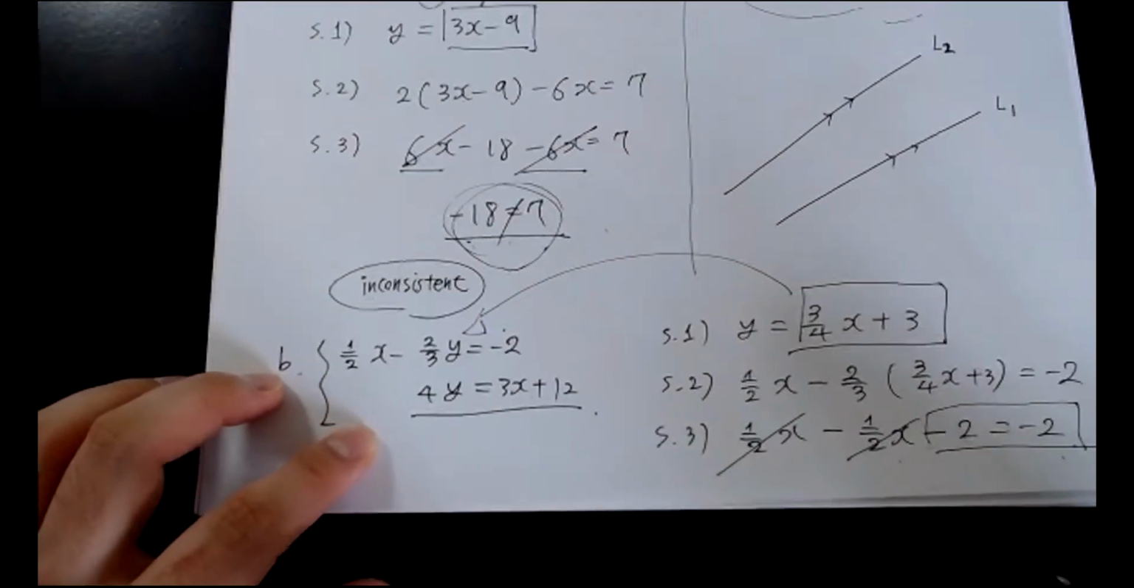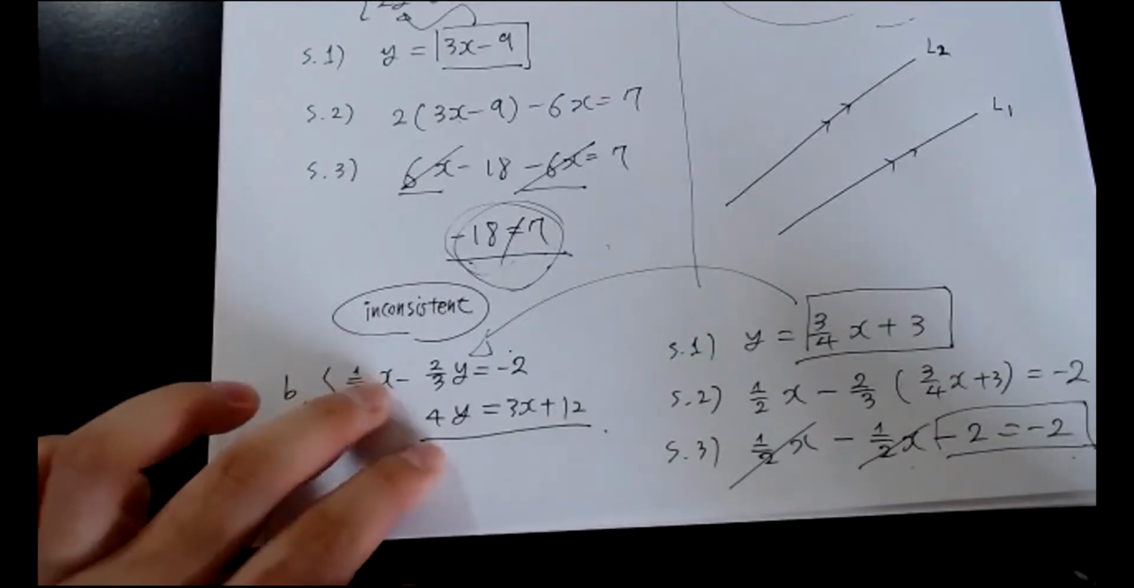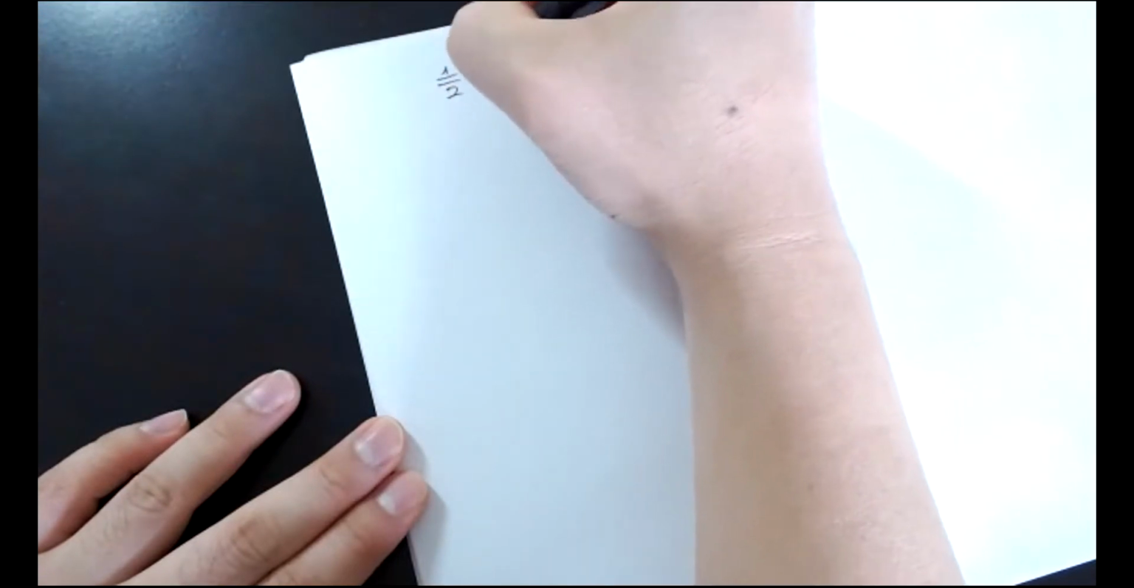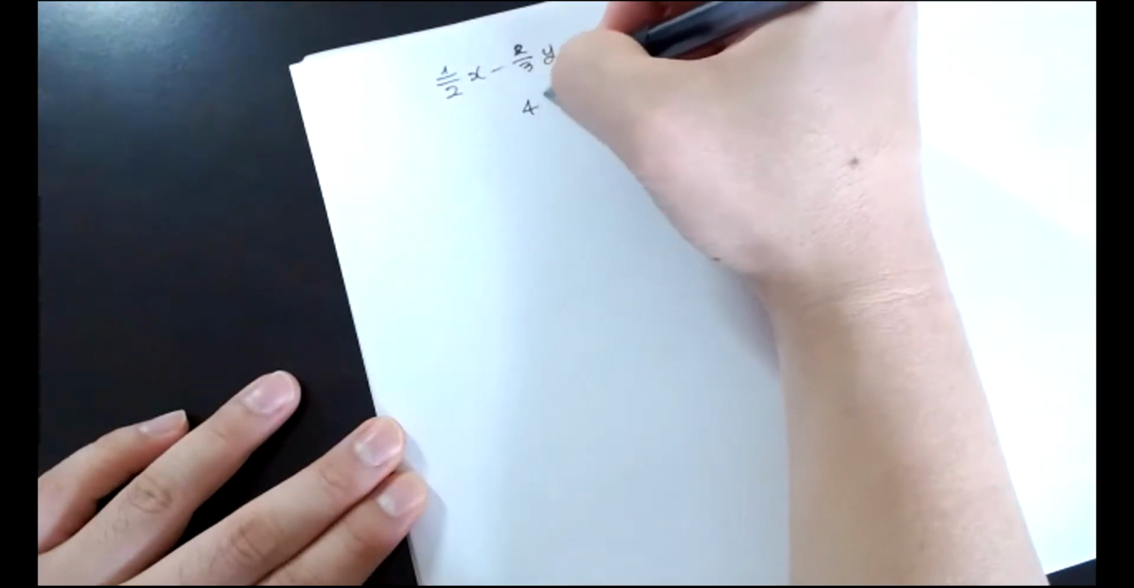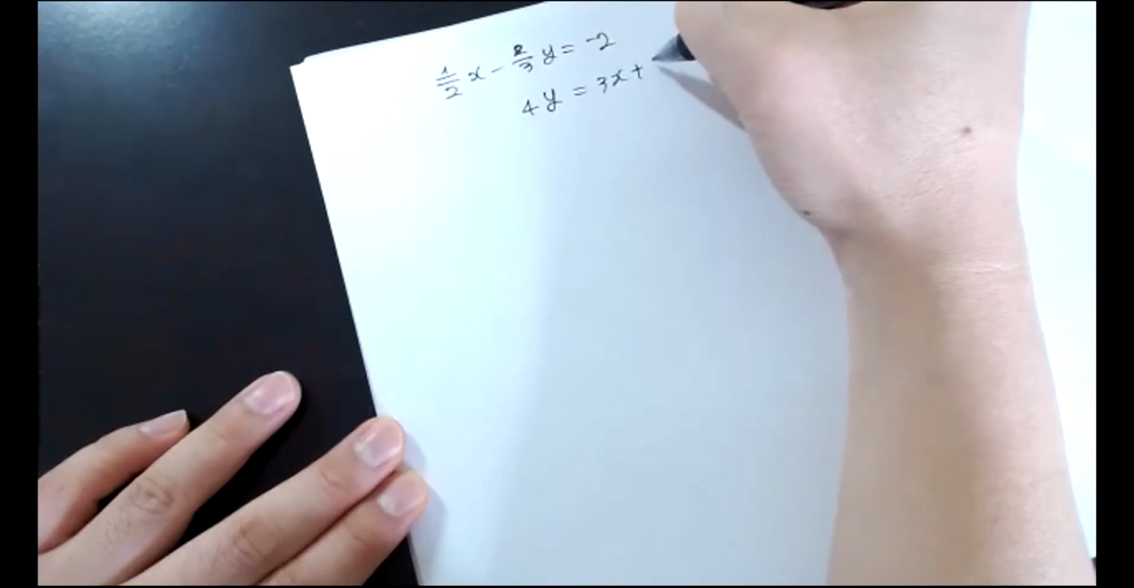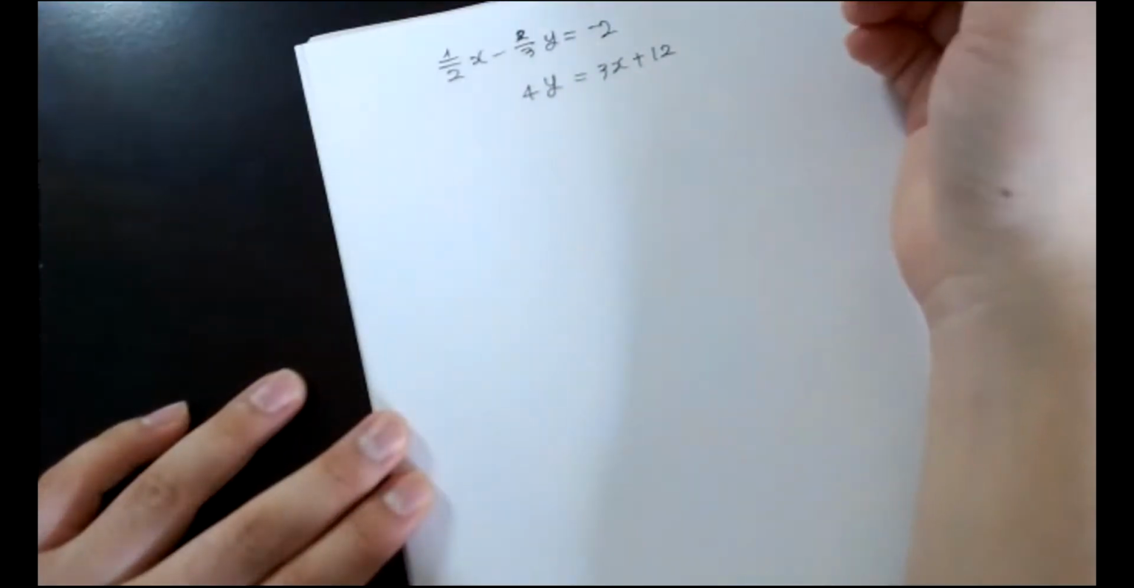Okay, that makes sense. Why? Because actually the two equations are identical. Let me show you. The first equation in the system was 1/2 x minus 2 over 3 y is equal to -2. And the second equation was 4y is equal to 3x plus 12.